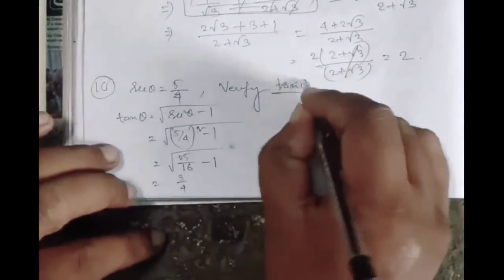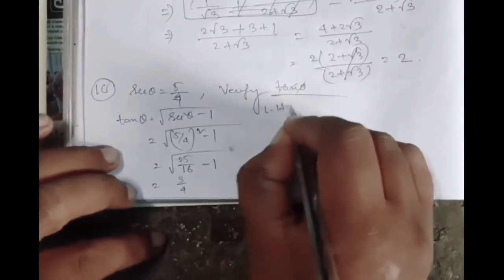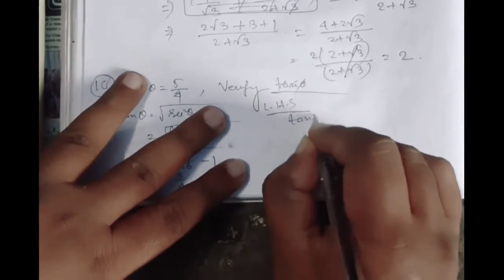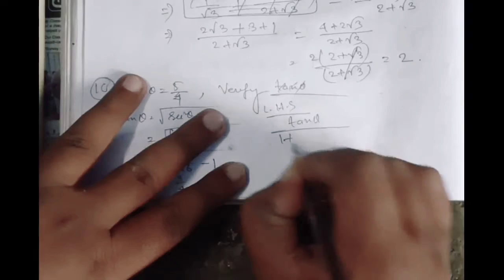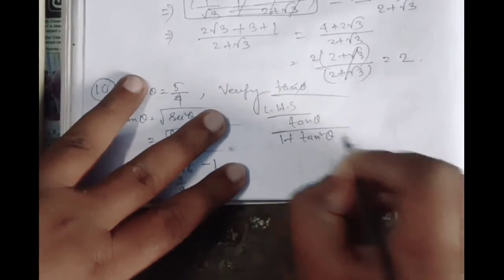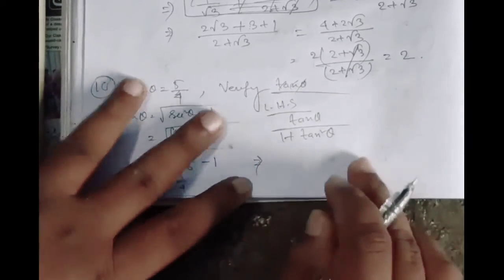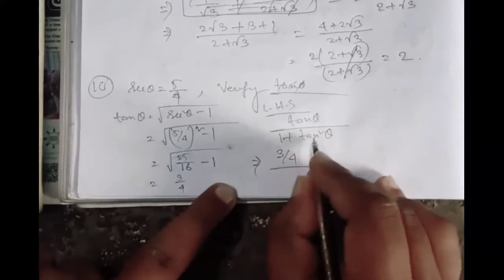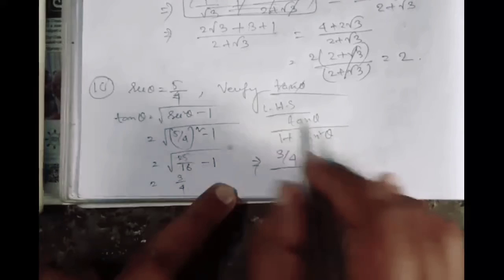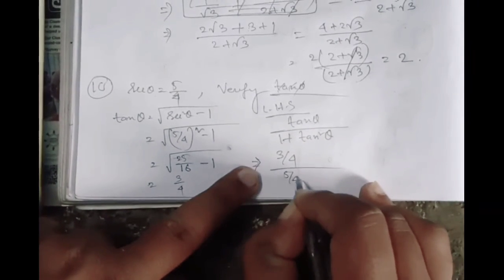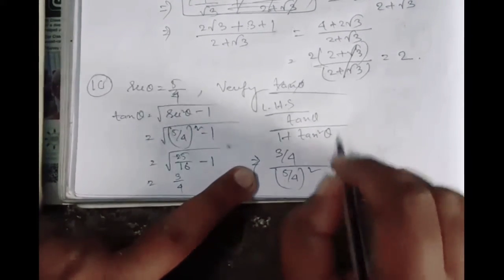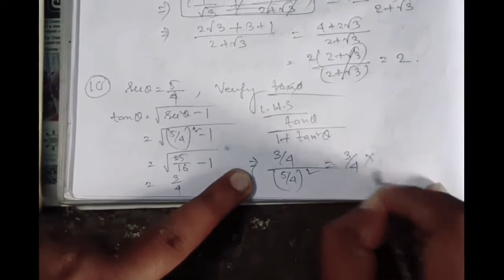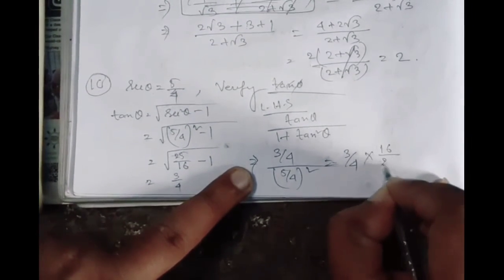So my LHS is equal to tan theta by 1 plus tan square theta. Now tan theta means 3 by 4, and 1 plus tan square theta means sec square theta. Sec square theta is equal to 5 by 4 whole square, and that's equal to 3 by 4 into 16 by 25.